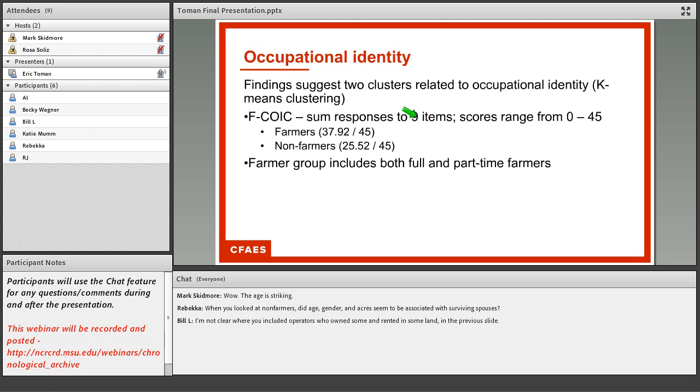In this case, as I mentioned, we had 9 items in the scale. By creating the scale, participants could receive a total score of 45. Farmers scored a 37.92, and the non-farmers, these are essentially the 2 distinct groups that came out of there, loaded around 25.52, so we have different average scores across these 2 groups. Within the farmers, we had the farmers and the part-time farmers both identifying as farmers. So ultimately, they share a common identity, despite the occupational differences in how they may operate.